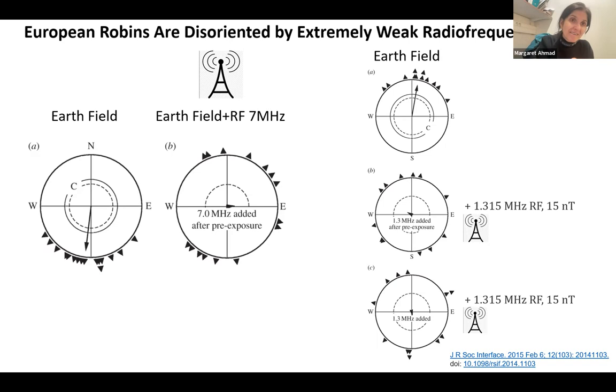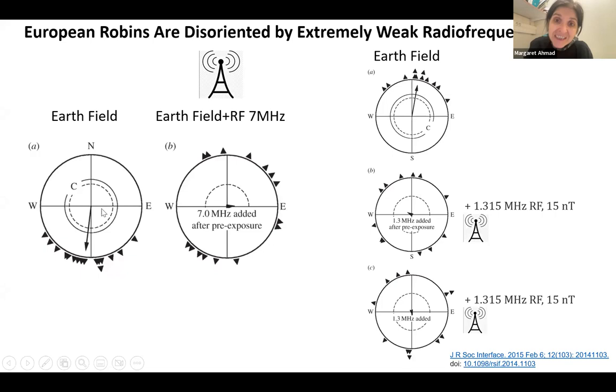Now in panel B, beside it, you see that they applied a radio frequency field of 7 megahertz. It was very weak, 490, I think, nanotesla. So much, much weaker than the earth's magnetic field. And you can see from the random pattern of the triangles that the birds were completely disoriented. They could not find their direction. On the right, it's much more dramatic. The top panel shows the response to the earth field. Now they're flying north. This was in the spring.